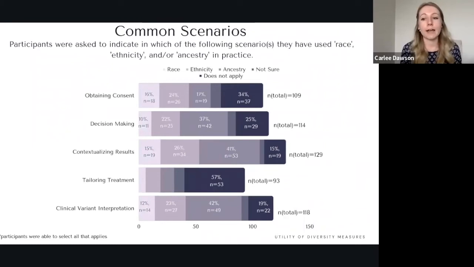Participants were also provided 5 common scenarios and asked for which of the following they utilize race, ethnicity, or ancestry. And for obtaining consent, the 3 terms mostly did not apply, or genetic professionals utilize ethnicity potentially to understand values or beliefs while consenting to testing. And then ancestry was utilized most in decision-making, contextualizing results, as well as clinical variant interpretation. And I actually found it most interesting that for tailoring treatment or tailoring care, the majority stated that it did not apply.